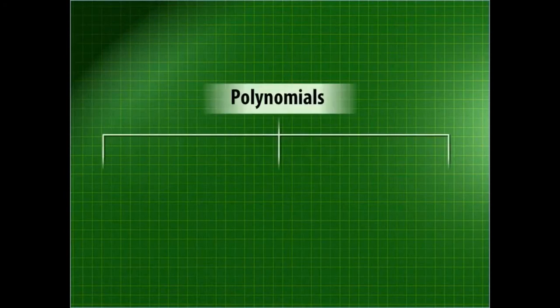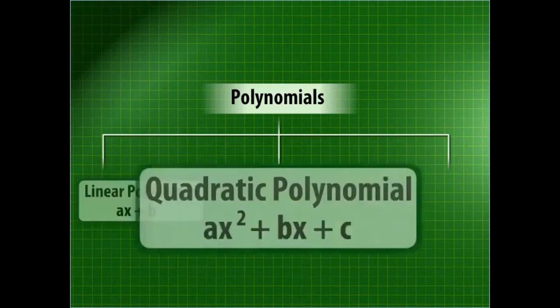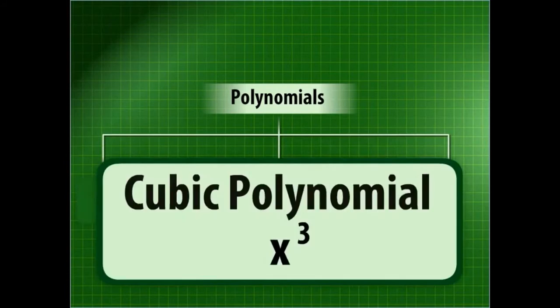Depending on the degree, polynomials can be classified into different types. Linear polynomial, which is a polynomial of degree 1. Quadratic polynomial, a polynomial of degree 2. And cubic polynomial, a polynomial of degree 3.